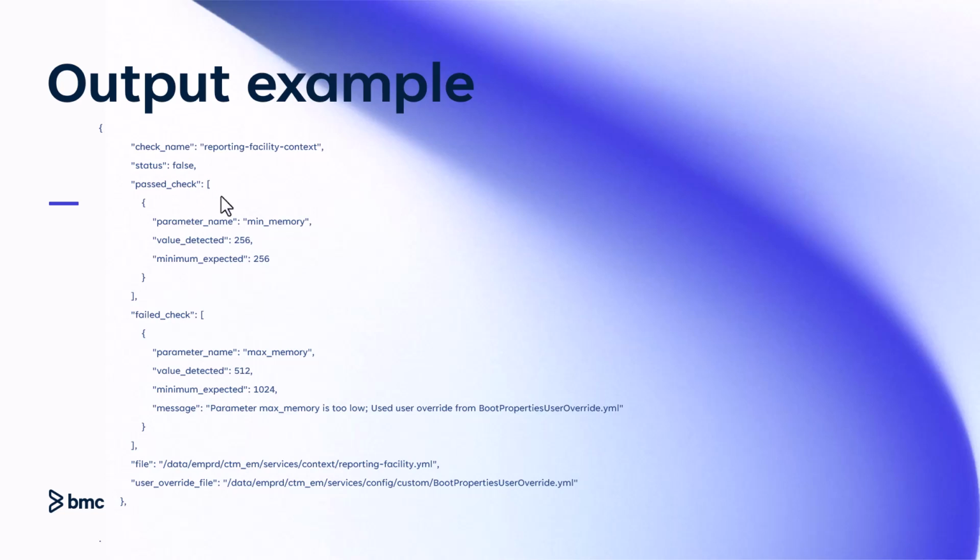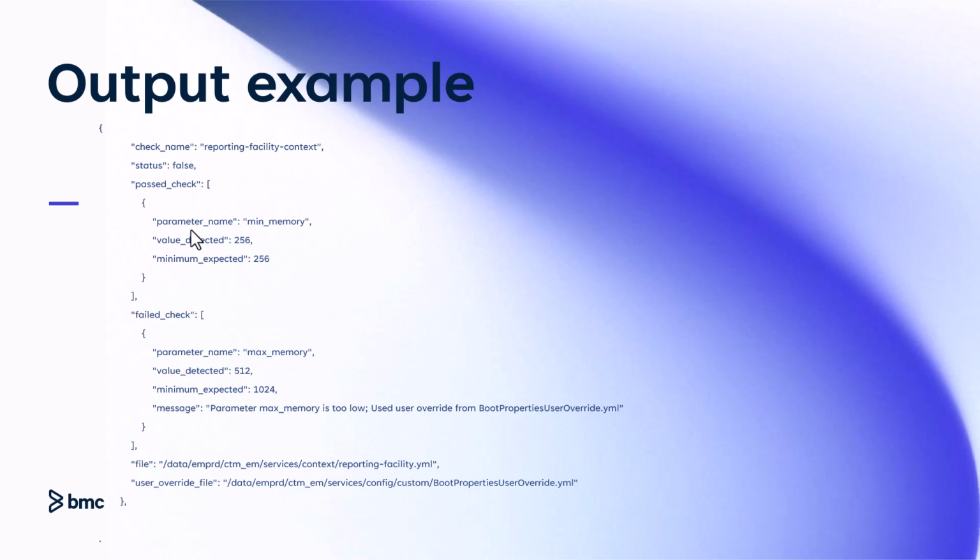And just to go over again, the check name, you see it says reporting facility context. The status is false, implying that category tests failed. And next, you will see the passed section followed by the failed section.